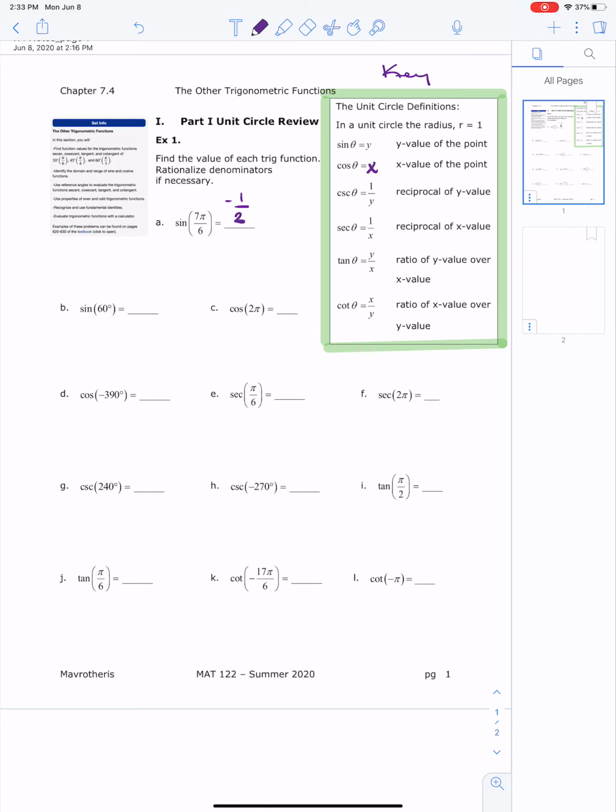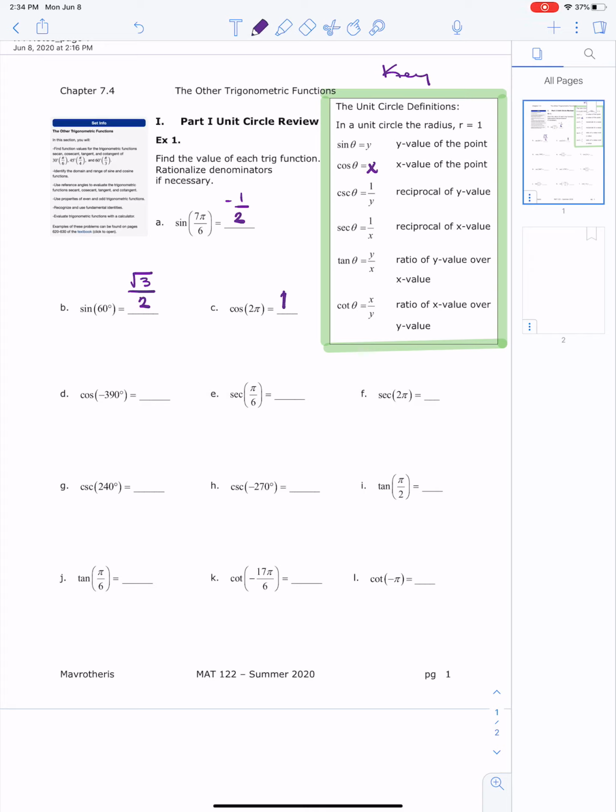B, sine of 60 degrees. 60 degrees is in quadrant 1. Keeping in mind that our sine value is always the y value, we get square root of 3 over 2. C, cosine of 2 pi. That is going to be once around the circle, so the exact same thing as cosine 0, they're coterminal, and we get 1.